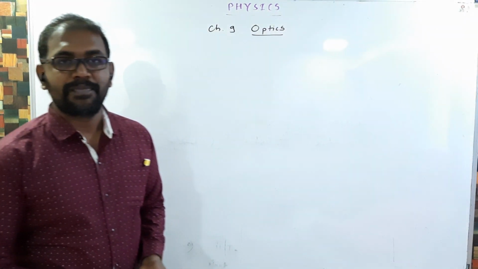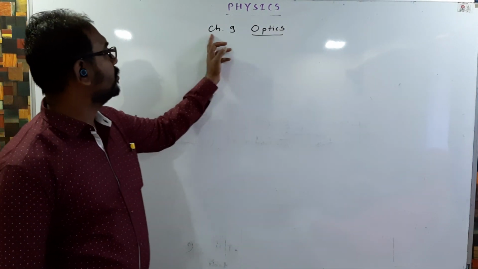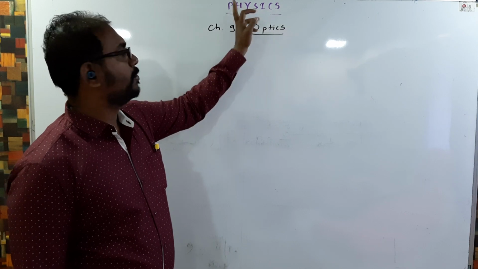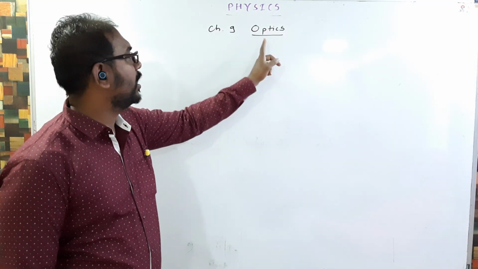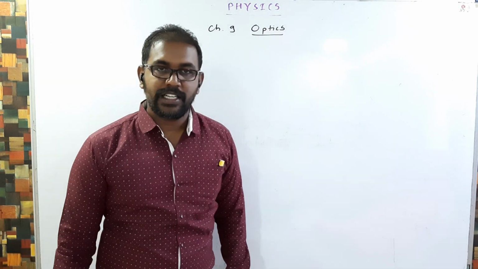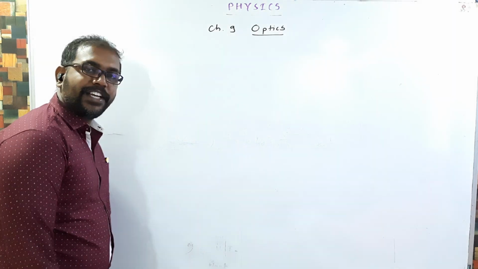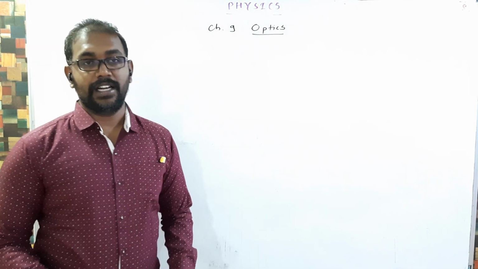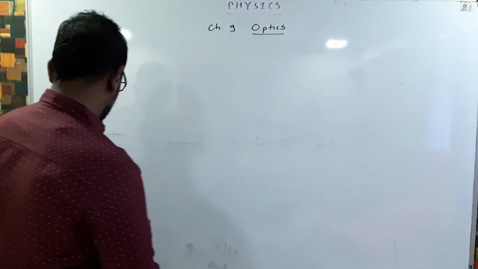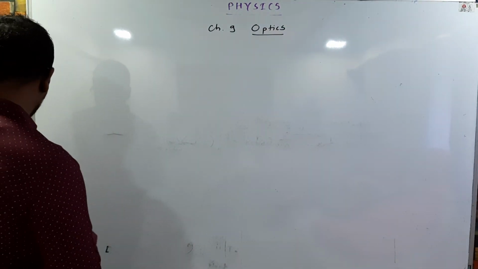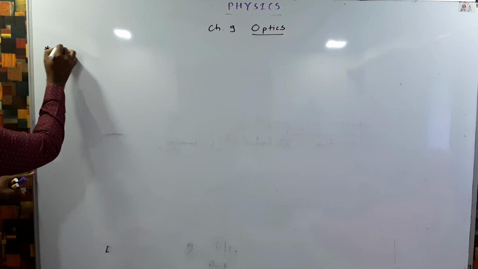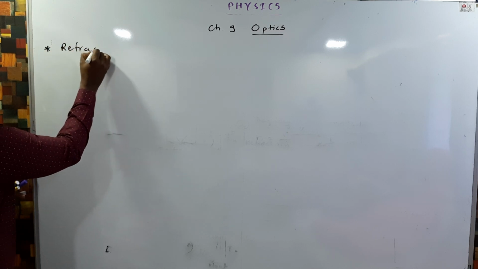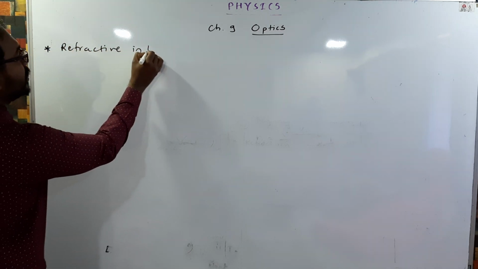In today's lecture we have to continue chapter number 9 from the syllabus of physics, and it is optics. Last time we learned reflection, refraction, as well as laws of reflection, laws of refraction. In today's lecture we have to start the article refractive index. Now what is refractive index? So, new article, refractive index.